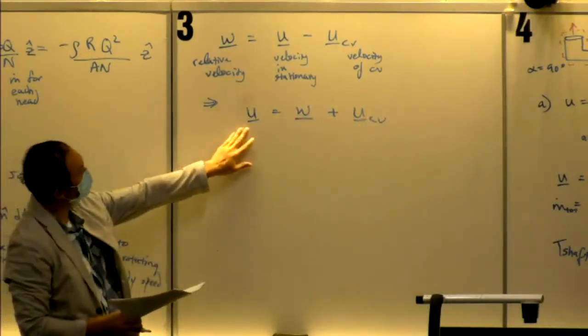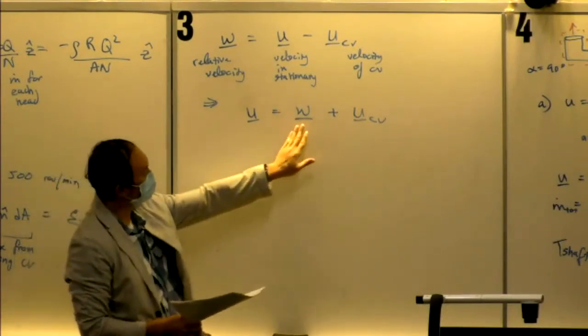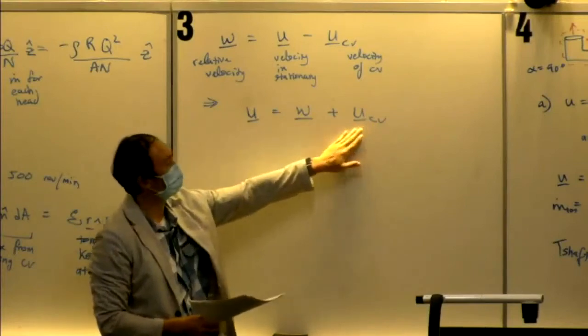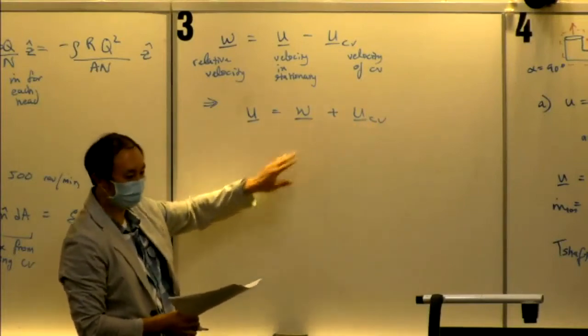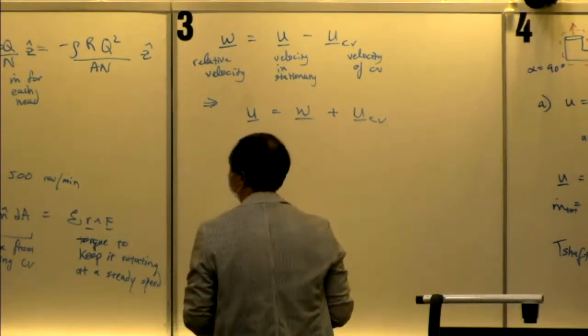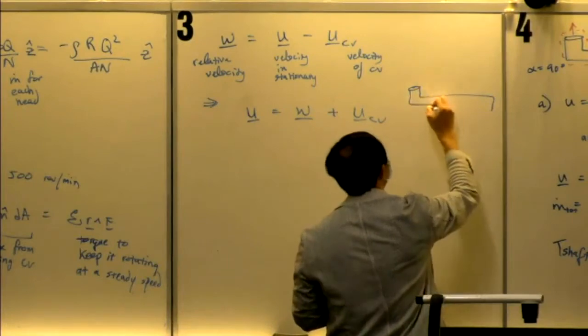The speed in your stationary frame is just equal to how quickly your frame is moving plus how quickly you're leaving fluid from that frame. Okay. And we'll draw this one more time here.